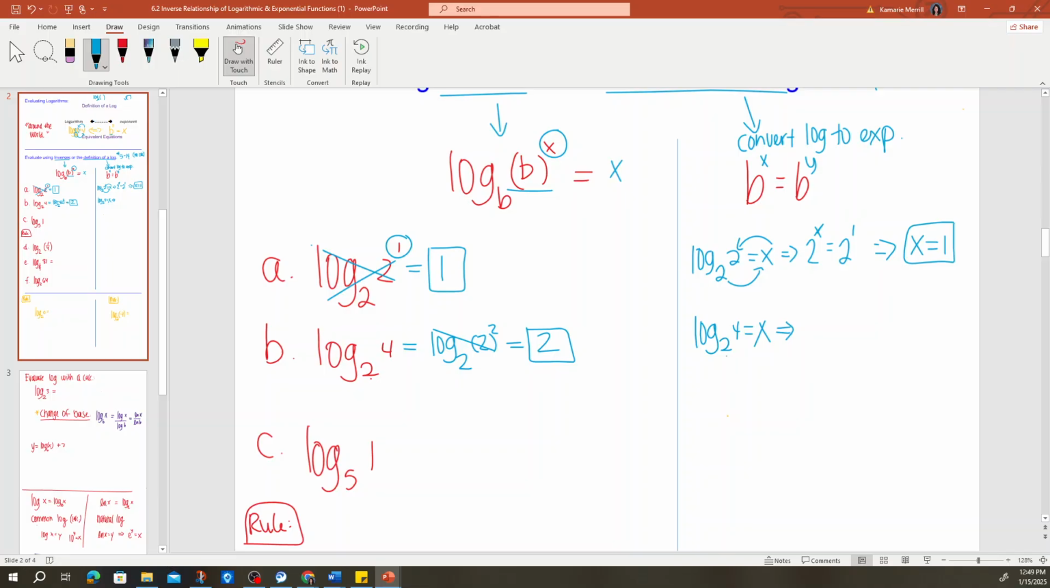Would it be 2 to something should equal 4? 2 to 2. Not right now though. So 2 to the x should equal 4. And obviously these are easy numbers, so you know x is 2.